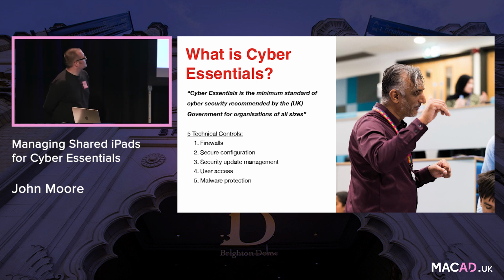At a higher level, the 5 technical controls for Cyber Essentials are firewalls, secure configuration, security update management, user access, and malware protection. So to achieve firewalls, we would secure the on-campus network. Home networks outside of the university aren't in scope, it's only on-site, so if you've got your security and network team working on that, that's one off the list.